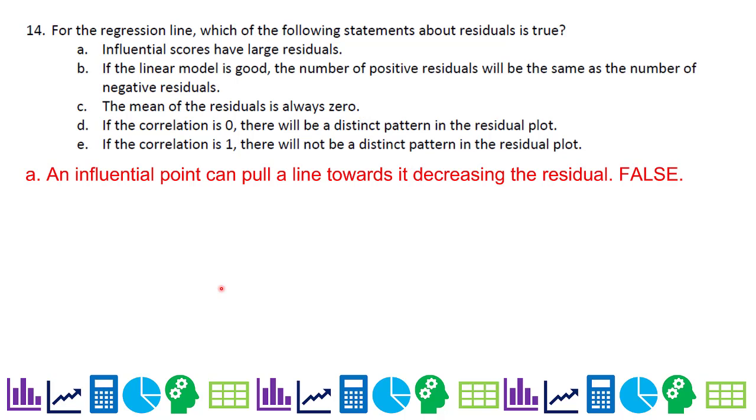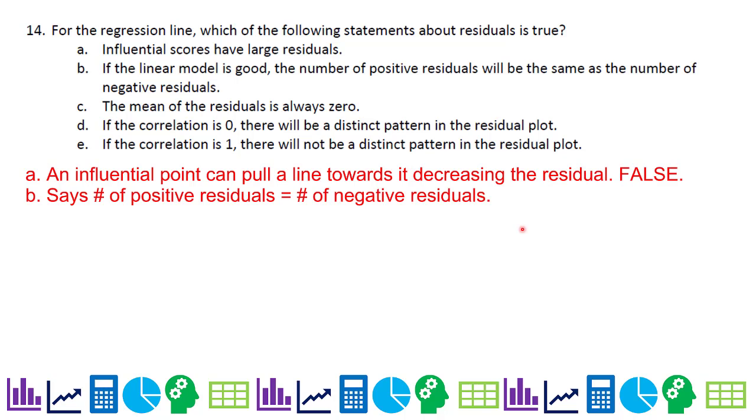If the linear model is good, the number of positive residuals will be the same as the number of negative residuals, all right? Well, it's most likely going to be about the same, but it says equals. Not good. False. So the mean of the residuals is 0 is correct. So remember when we did standard deviation and we had our deviations? Residuals are like that too. So the mean of residuals is always 0.